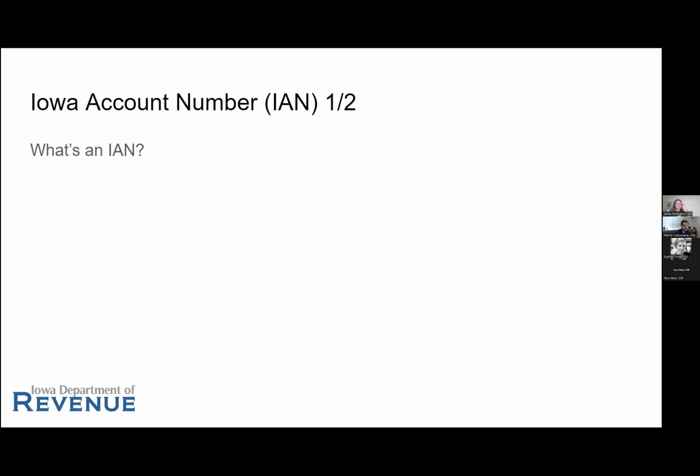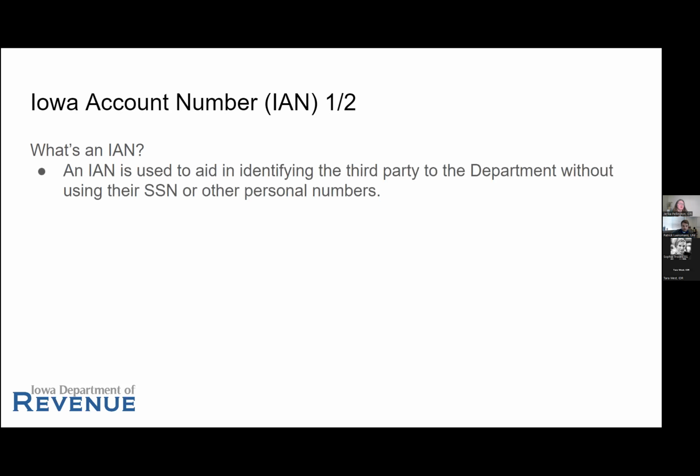So what we'll talk about next are Iowa account numbers, and these apply directly to third parties. So the question that we get is we refer to them as EINs. And so what's an EIN? An EIN is used to aid in identifying the third party to the department without using their social security number or other personal numbers. So what we've heard from third parties in the past is that when you're completing third party forms, you may not be comfortable sharing your social security number. So this allows you to have an alternative number that you can provide to the department that is related just to you.